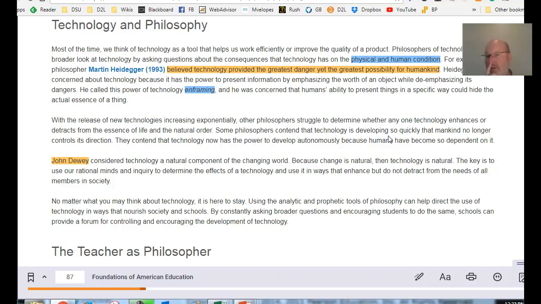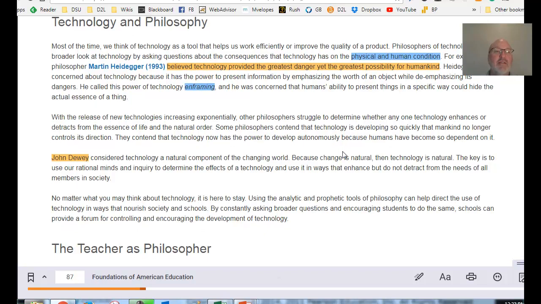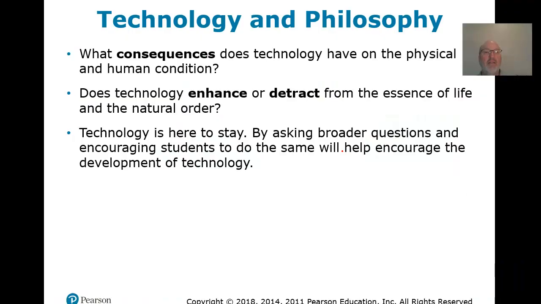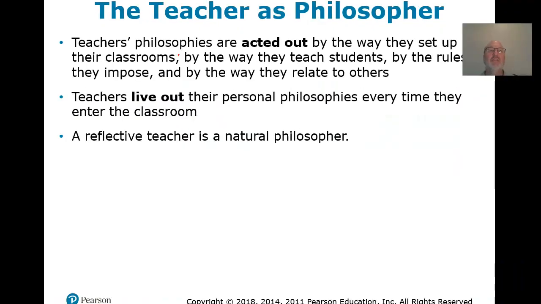And so we live in a world now with terms like fake news, and that will be more of our job in the future. We'll help students navigate that. So this starts out the teacher as a philosopher. Teachers' philosophies are acted out in the way they set up their classrooms, the way they teach their students, the rules they impose, and the way they relate to others. And you didn't know that, but that is how you carry this out.